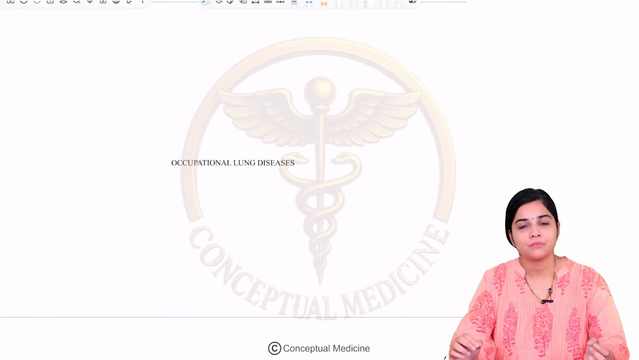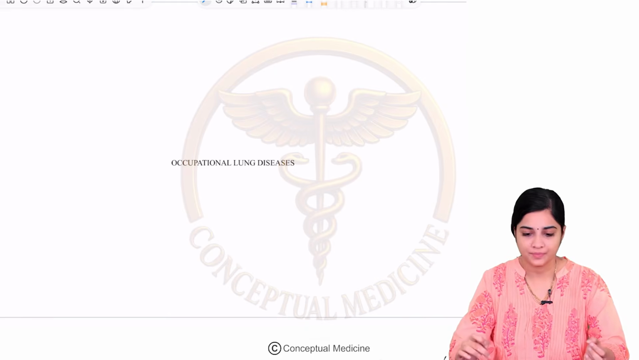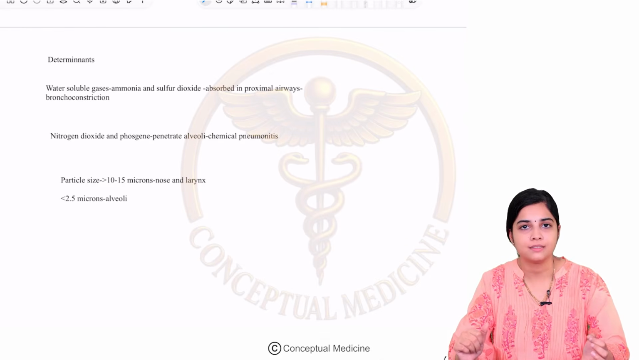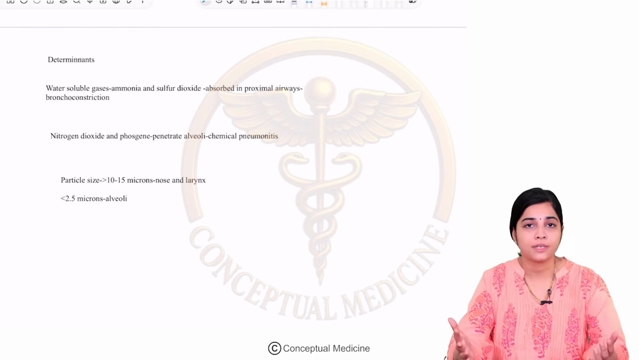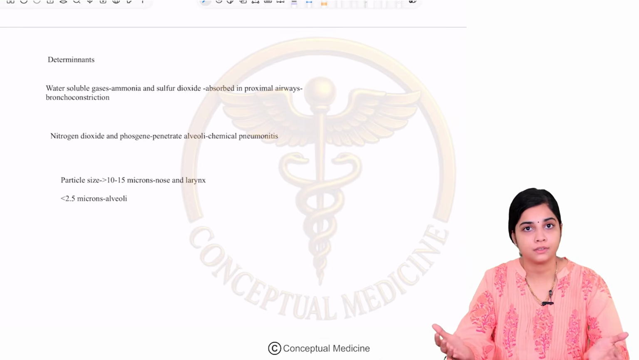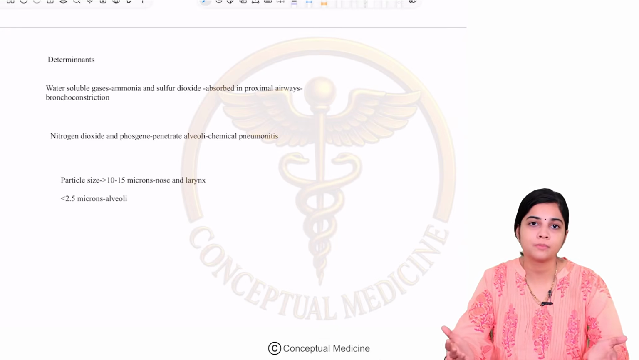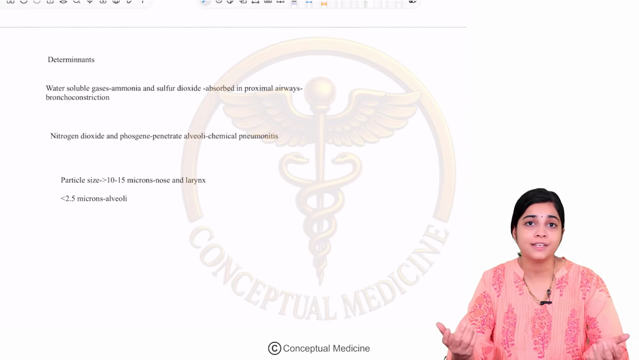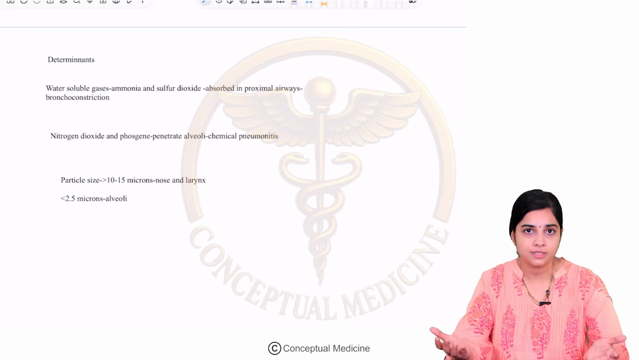So we'll be starting off with occupational lung diseases. So let's begin. What do we understand by occupational lung diseases? These are basically disorders of the lung which arise due to chronic exposure to occupation-related hazards. Most probably this is due to inhalational hazards. So what are the kind of substances and how do they cause this lung injury?